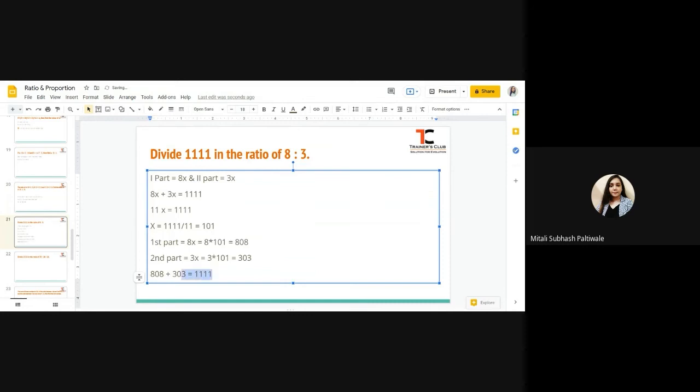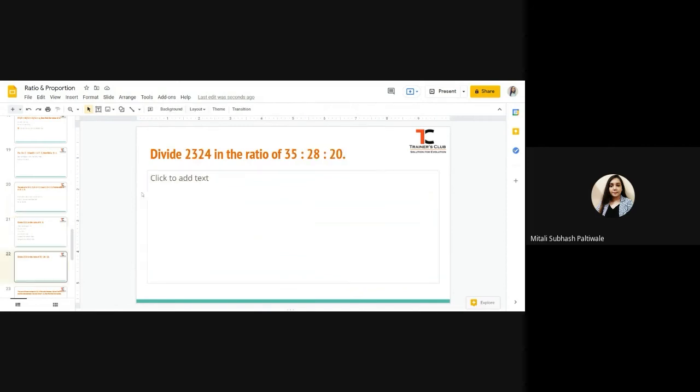Okay. So there are such questions which are asking you to find the parts of something. You have to do it this way only. This is the only way to do such kinds of ratios. I mean, dividing some number into some ratios. So this is the only way. Okay. Now let's move a little more ahead.